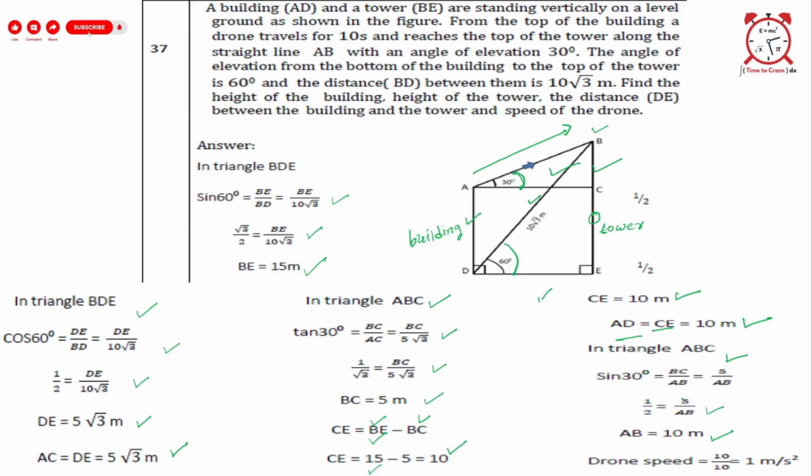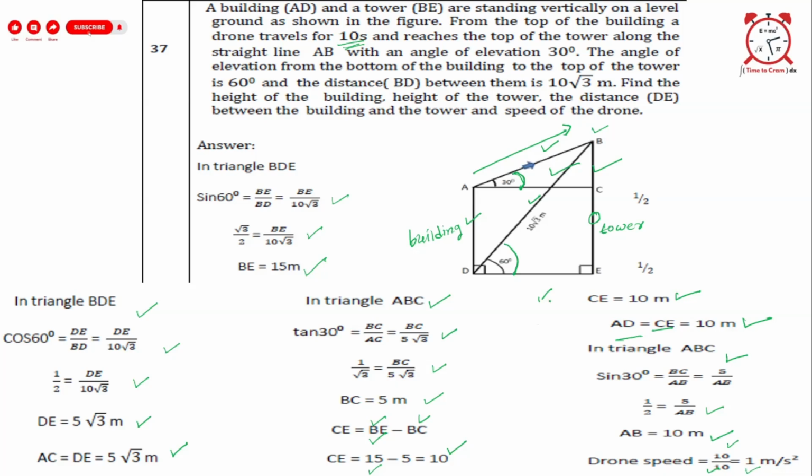Now AB is the distance between A and B. So drone speed equals distance upon time. The time is given here: 10 seconds. So the distance is 10 meters, AB is 10 meters, and the time is 10 seconds. After dividing, we get the speed as 1 meter per second. In that way we can solve the sum here.